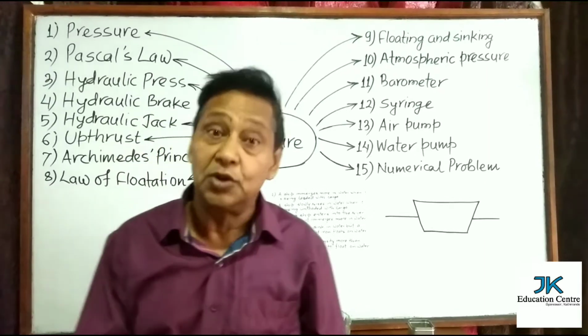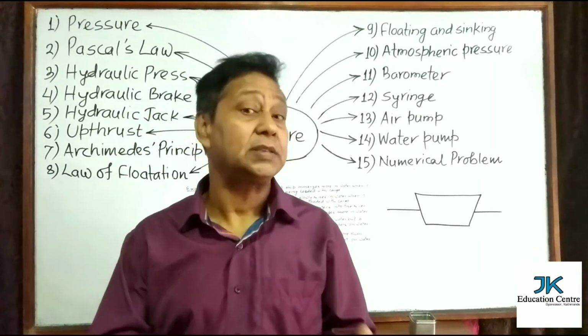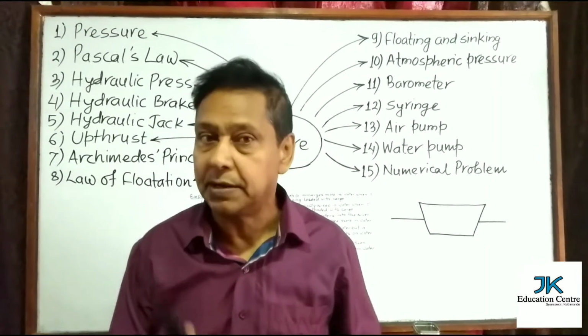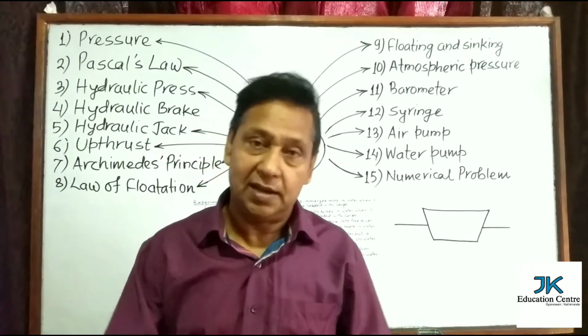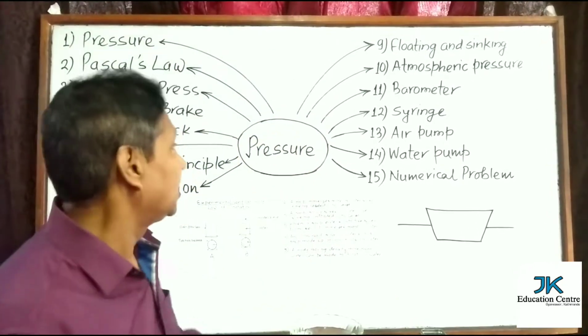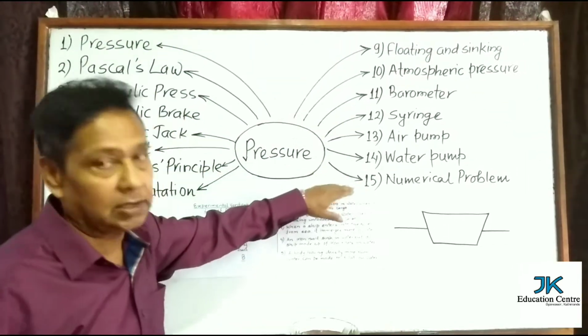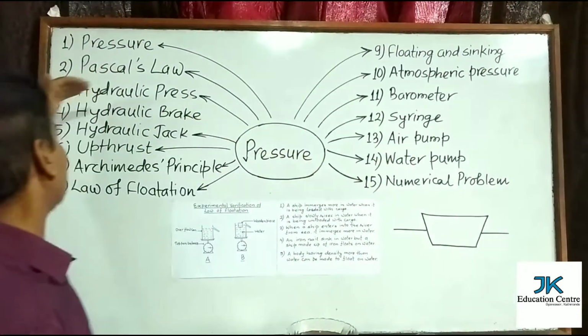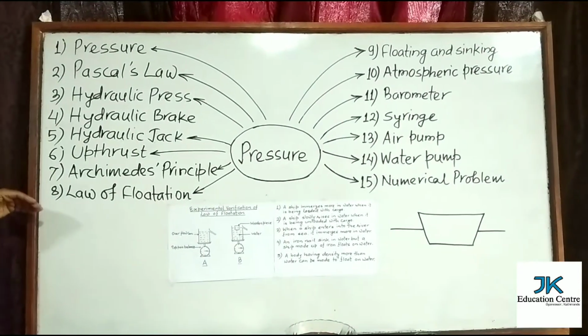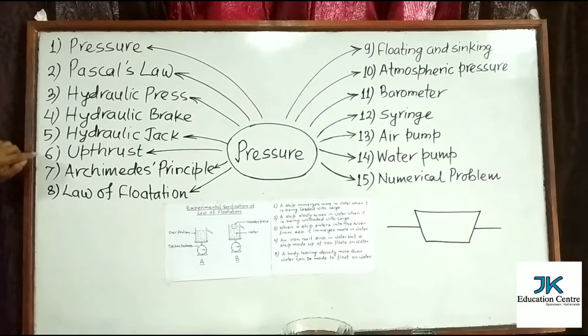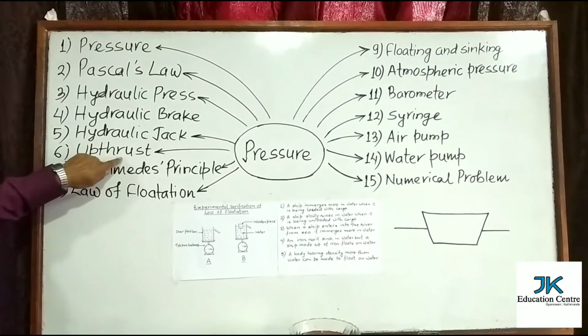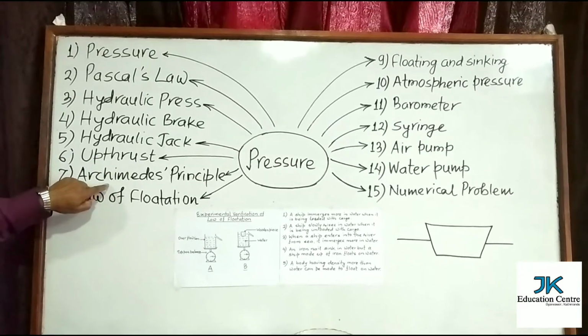This is the continuation of the previous class. In the previous class, we were doing pressure of physics. And as I told you, I mapped the pressure chapter into 15 different points, and we are dealing with each point one after another. In the last class, I told you about upthrust and Archimedes principle.